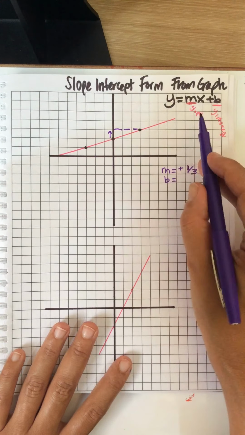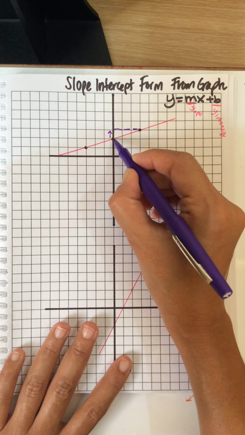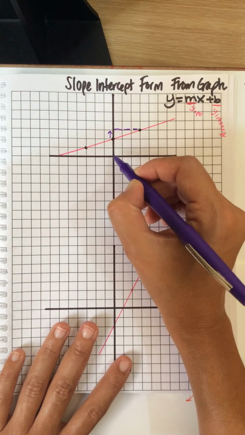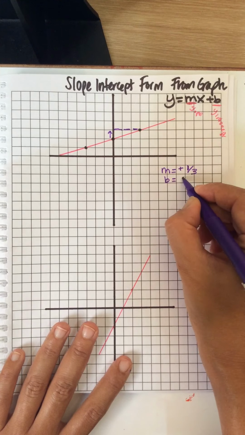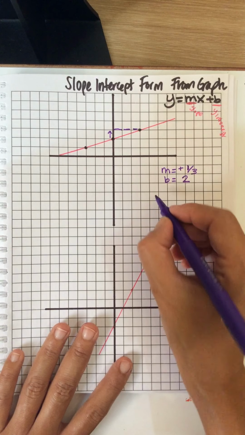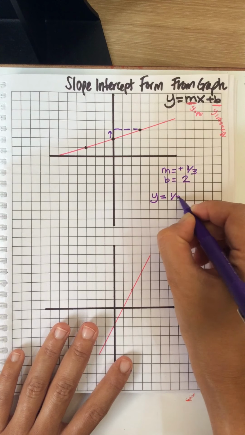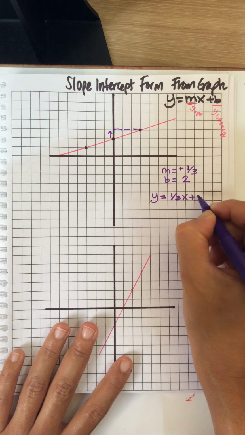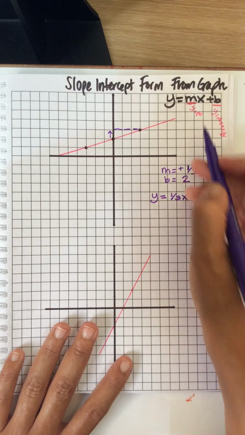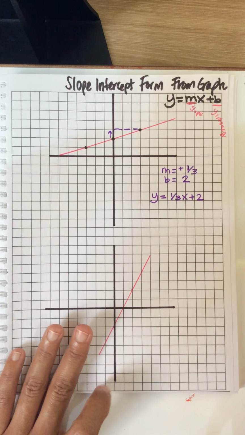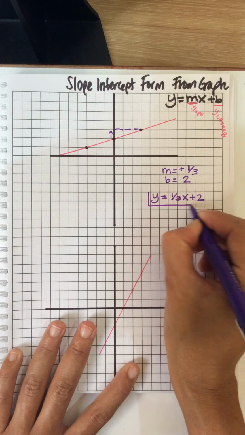Okay, b is my y-intercept. Where does this thing cross the y-axis? Well, it crosses right here, nice and neat for me, and that's at y equals 2. So b is 2. So now when I write my equation of the line, it's y equals 1/3 x plus 2. Just plugging in those numbers where the m and the b are. That's the answer for the first one.